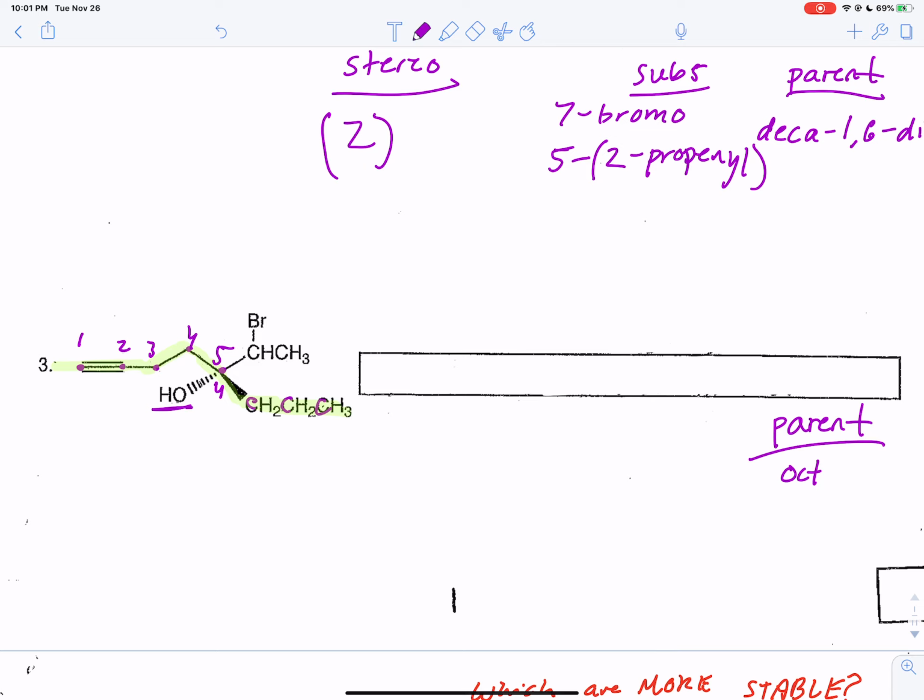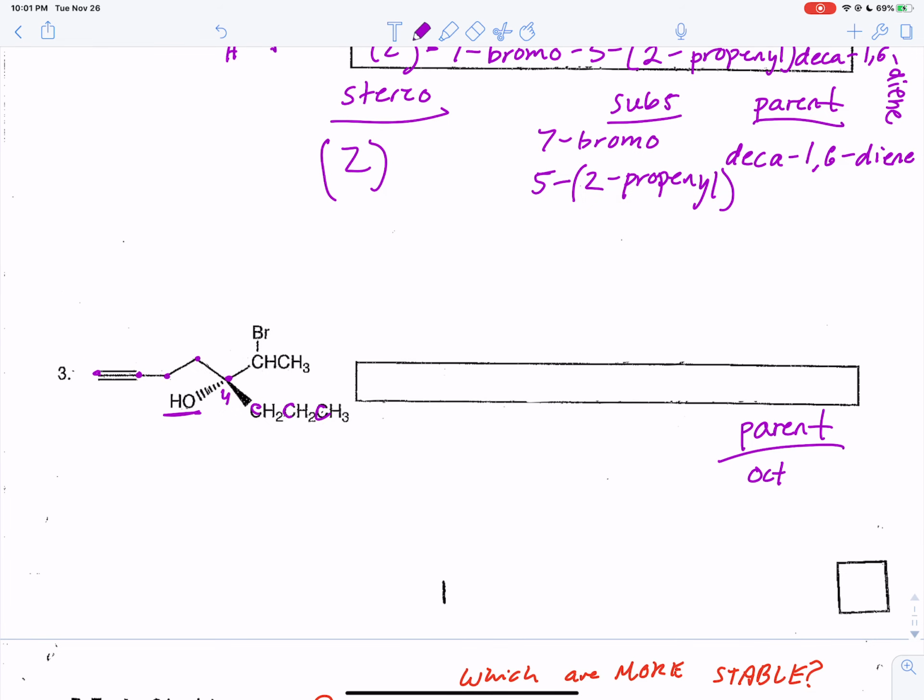So, like I said before, ignore the triple bonds, okay? You guys, when we're doing our parent and we're numbering our parent, pay attention, laser vision on that highest priority group, okay? So we're going to number it 1, 2, 3, 4, 5, 6, 7, 8, just like that, okay?